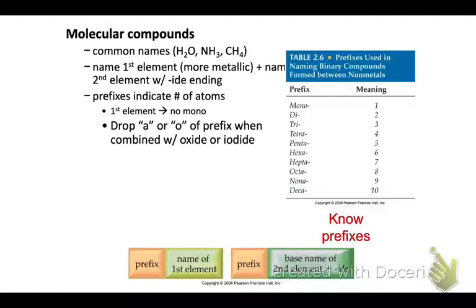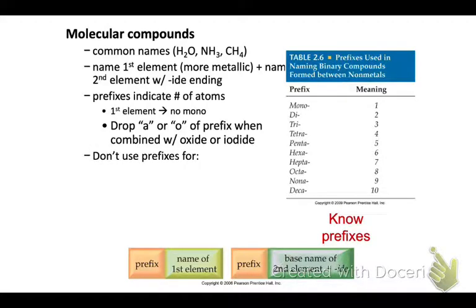And this is pretty much the rule. Prefix, name of the first element, prefix, the base name of the second element, plus -ide ending. Now remember, if the first element happens to have just one atom, we do not have a prefix, which means we do not mention mono.